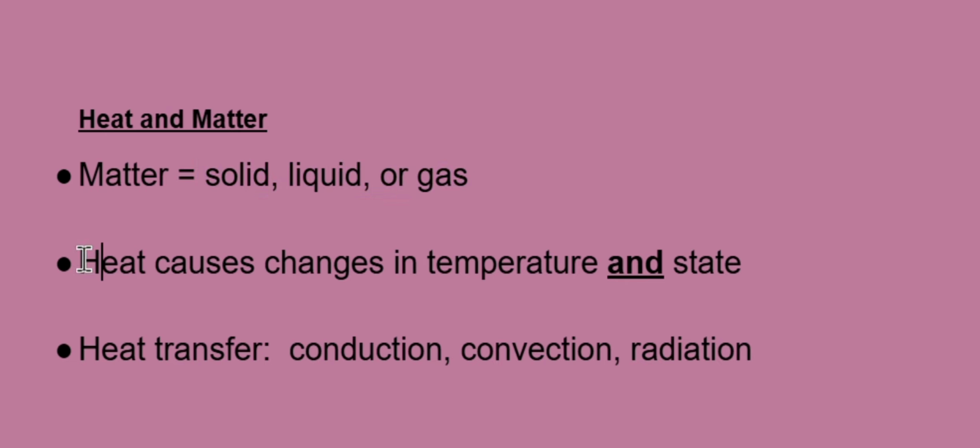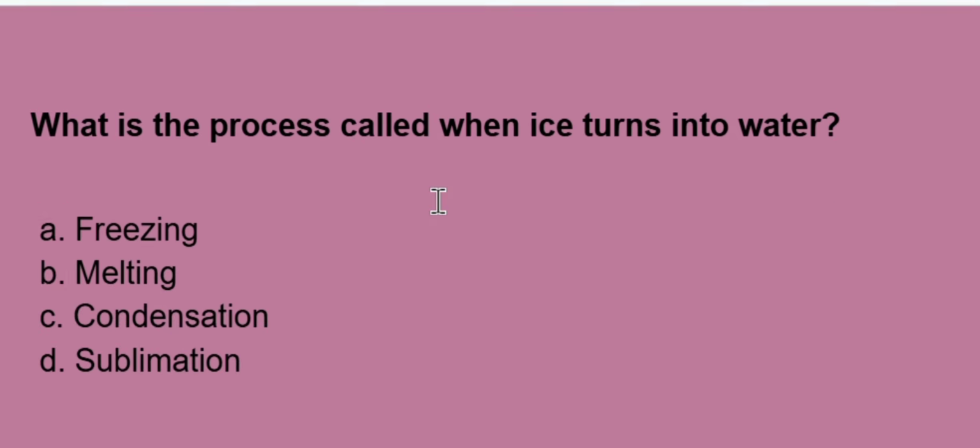So when we talk about temperature change and state change, that's usually done by applying heat. So it says heat causes changes both in temperature and state, okay? Then we're going to discuss the different methods of heat transfer. So there's three main ways: conduction, convection, and radiation, which we're going to cover.